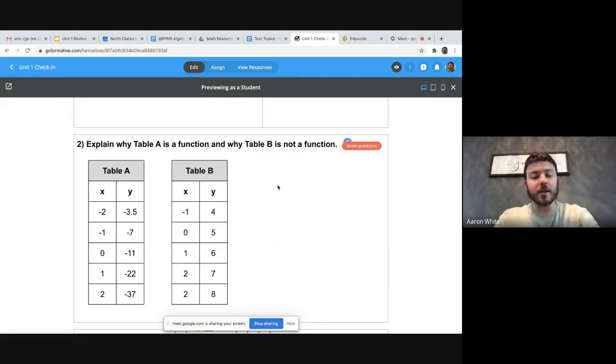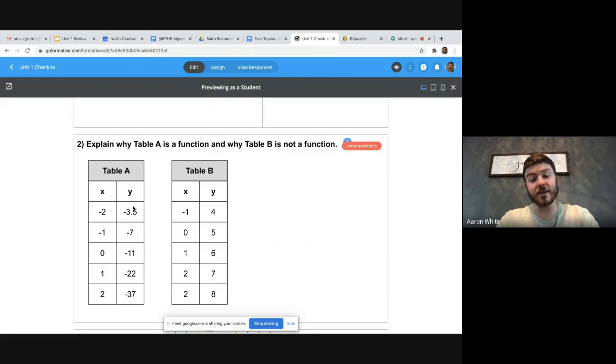Something fairly common that came up is I saw that some people even would try to say that table A was not a function because it had negative numbers. Whether or not something is a function does not depend on whether we have negative numbers or positive numbers.